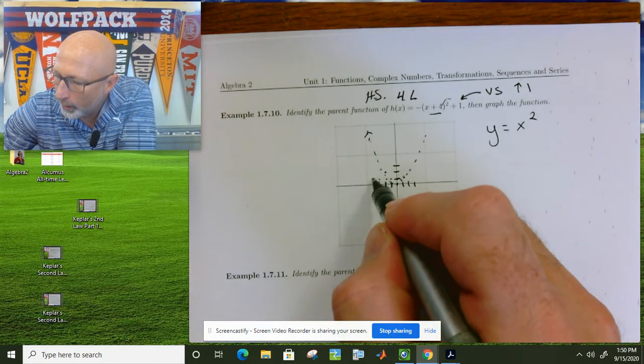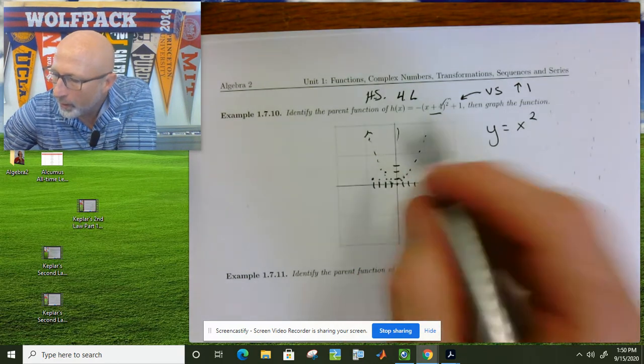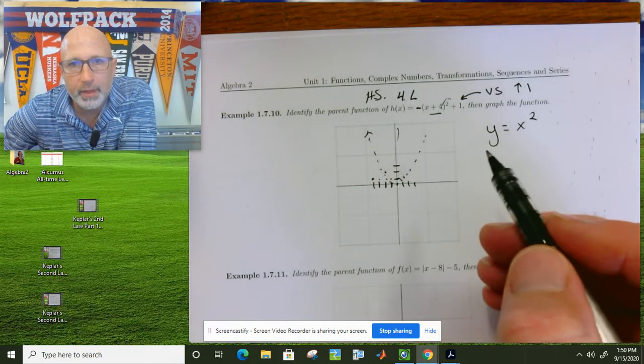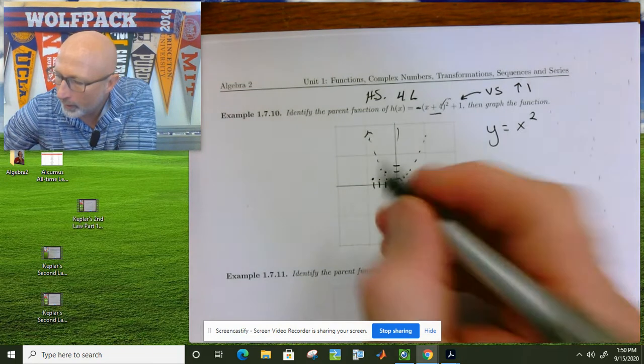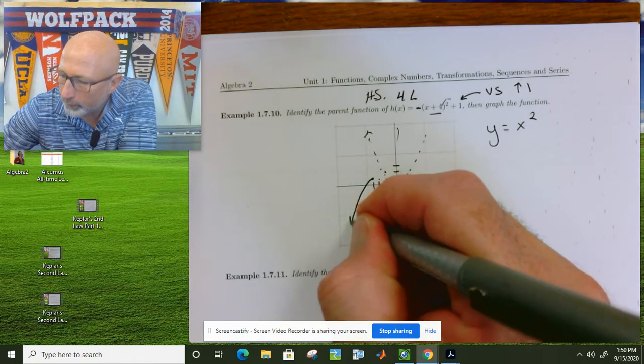So 1, 2, 3, 4. So that's where it normally would be, but you have to pay attention to that negative. That negative flips the whole entire thing. So the graph will look like this.